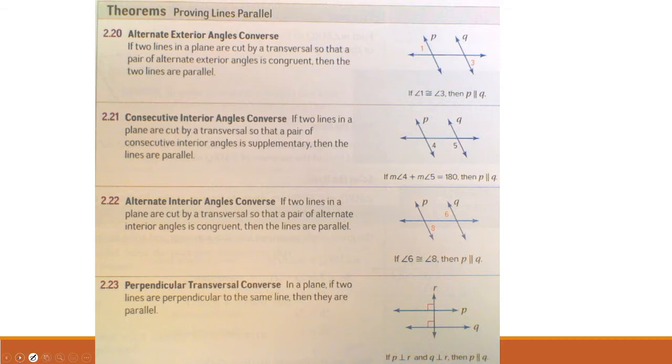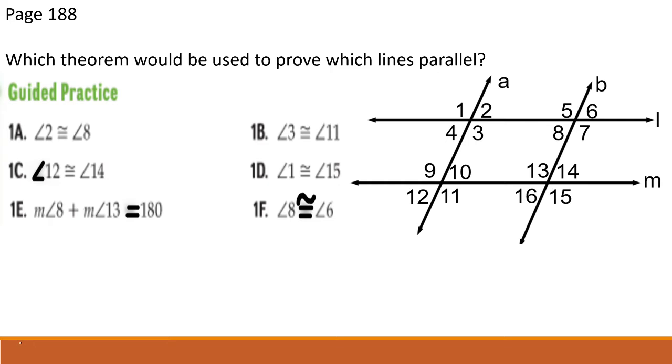So let's go ahead and see how we can use some of this. The first one is more algebraic, and then we'll get to the proof stuff. This says, what theorem would you use to prove that the lines are parallel? Angle 1 is congruent to angle 2. This is the given. So if we know that angle 2 is congruent to angle 8, what theorem could we use to prove which lines are parallel?